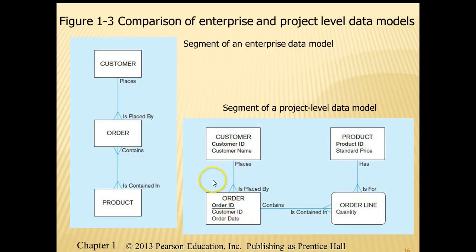But notice what's happened. We took the order entity and broke it up into two different entities. There's still an order entity, and then there's an order line. The relationship between the order entity and the order line entity is now one-to-many, and the relationship between the product entity and the order line entity is also one-to-many, and that replaces the many-to-many relationship between order and product in the enterprise data model.